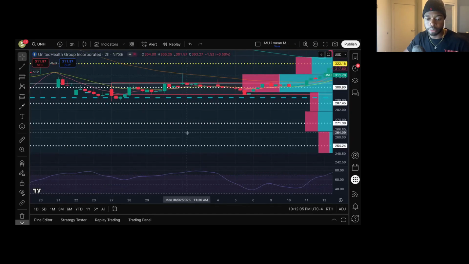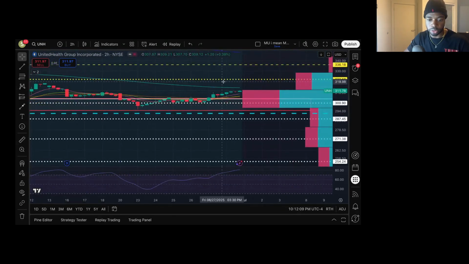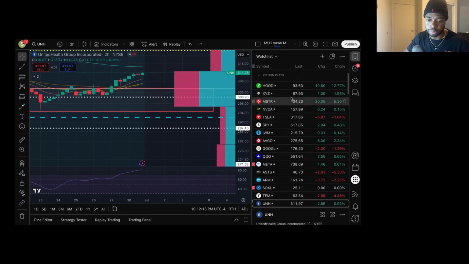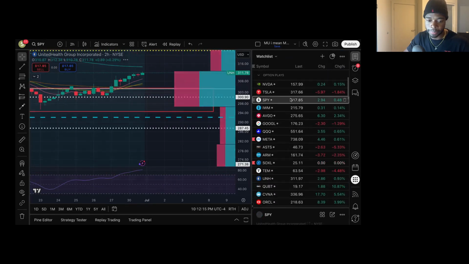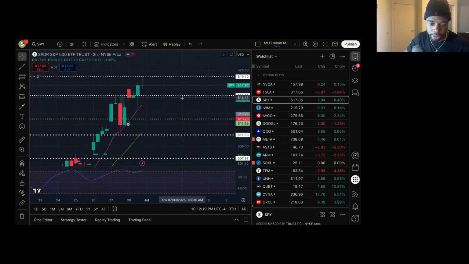All right, so now for fib extensions, how do you draw a fib extension? For fib extensions, I actually just did this and I need to do this for SPY. So we're going to go to SPY to draw a fib extension.